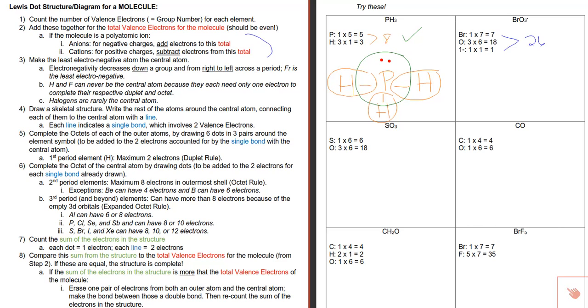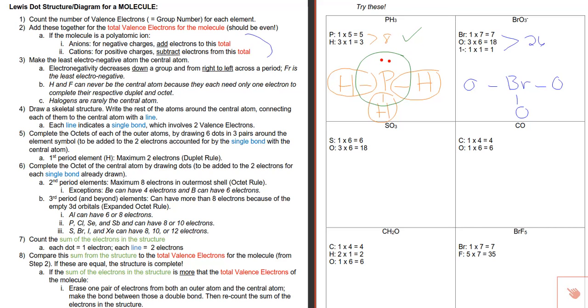Now I'm going to put the least electronegative in the center. And also it's the one that there's only one of. And then I'm going to go ahead and write the 3 oxygens around it connected by a single bond.